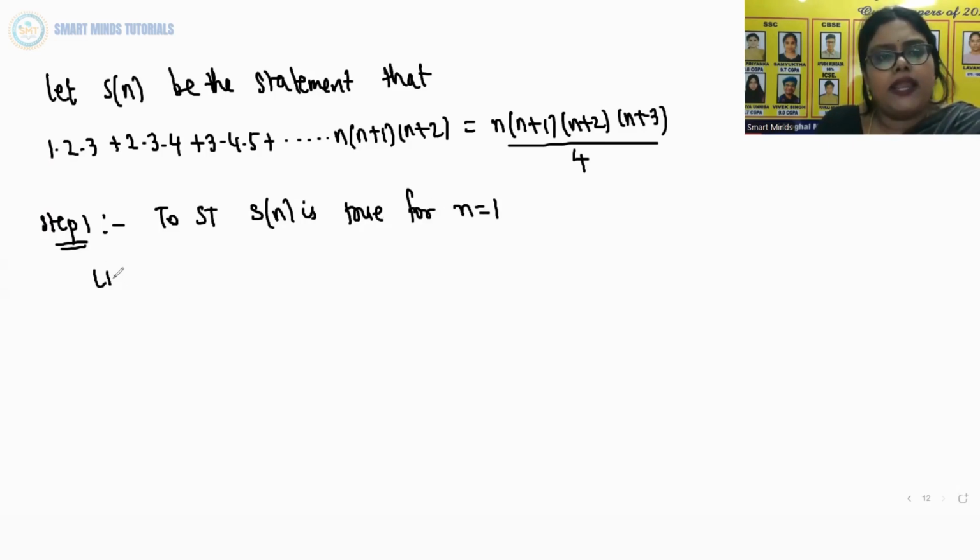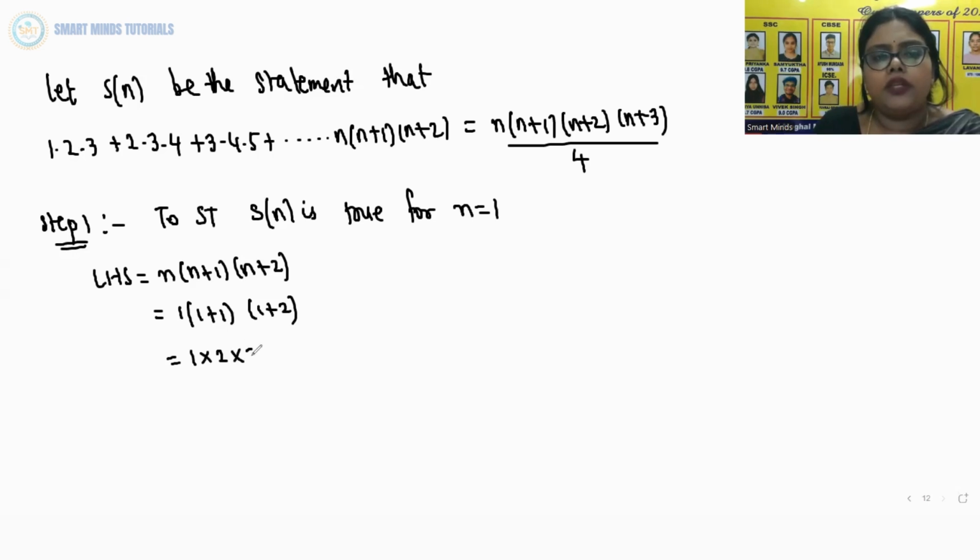So we will take LHS. LHS means don't take the whole LHS. Take only the nth term. So what is the nth term? n into n plus 1 into n plus 2. Now put n is equal to 1. You will get 1 into 1 plus 1 into 1 plus 2. That is 1 into 2 into 3. That is 6. Now after finding LHS, we will find RHS.